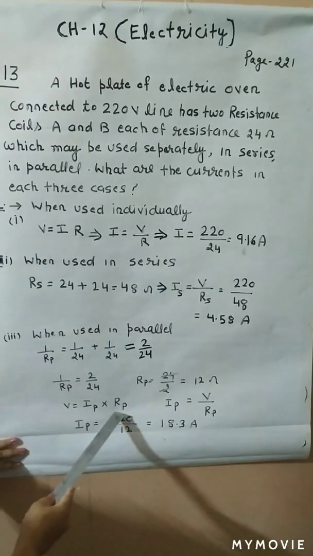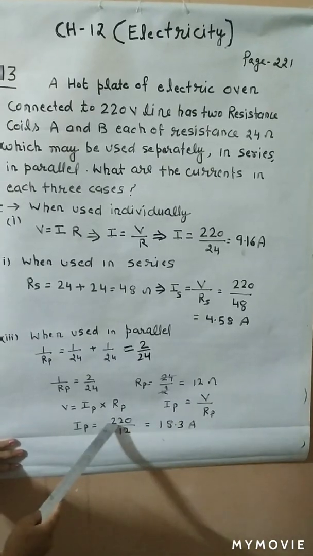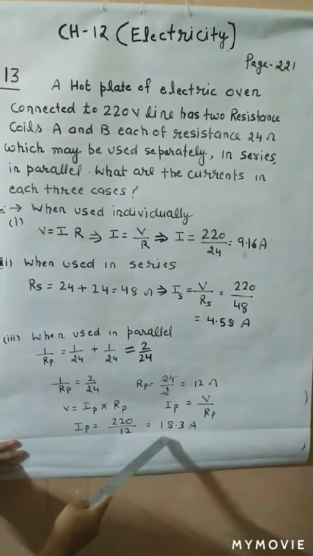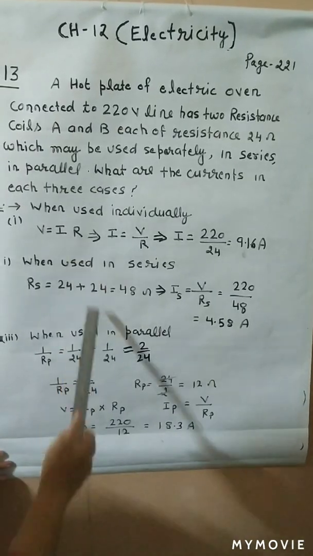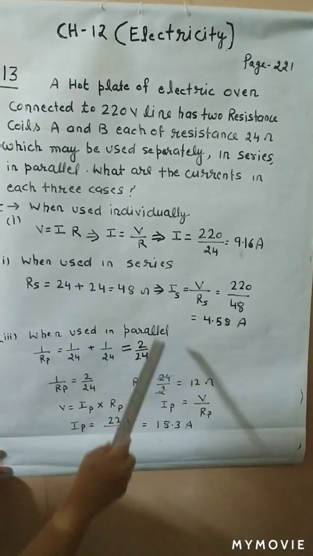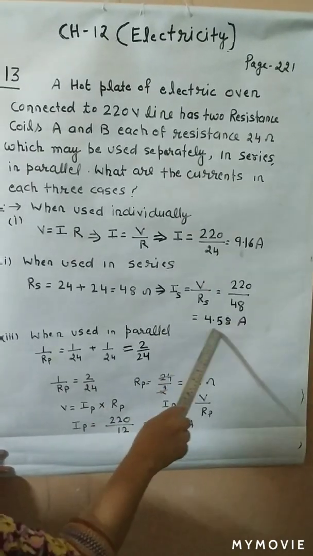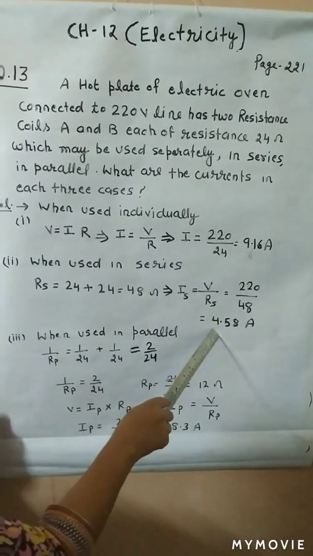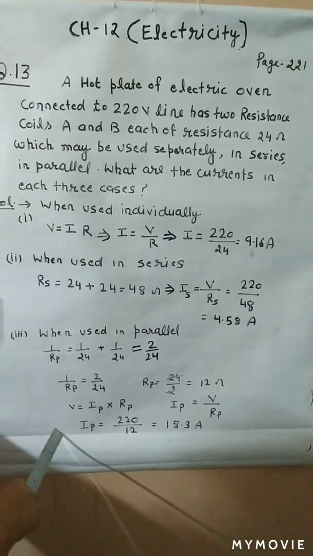V is equal to Ip into Rp. So what is the current in parallel? V by Rp. Put the value, 220 upon 12, 18.3 ampere. So what you are observing, when we are using the coils in parallel combination, then maximum current is flowing, and when we are using them in series combination, then minimum current is flowing. So in this way you have to do this numerical.